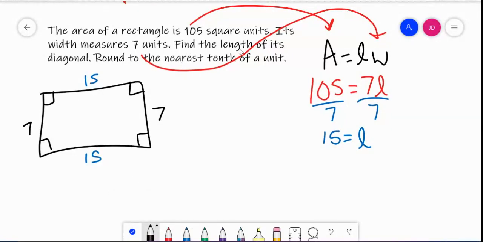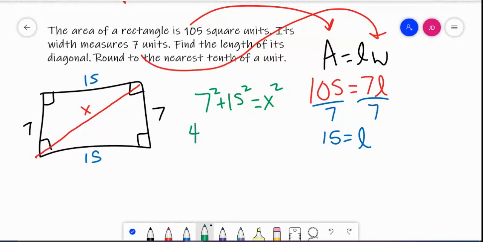Find the length of the diagonal. So we're not done yet. We have to still use Pythagorean theorem to find the length of the diagonal. And in this case, we'll call that x. We have my legs, and we just got to find the hypotenuse. All right. So we have 7 squared plus 15 squared equals x squared. So we have 49 plus 225 equals x squared.